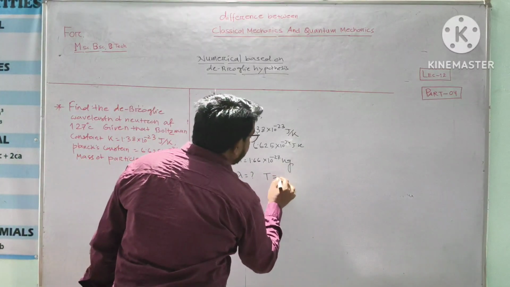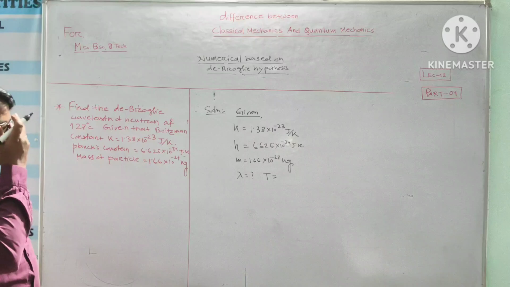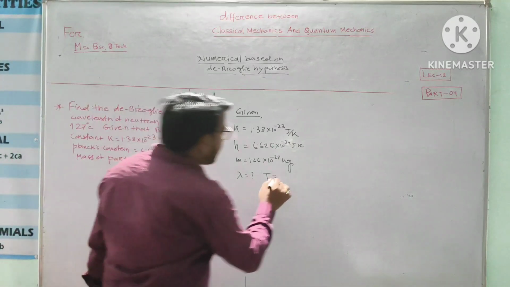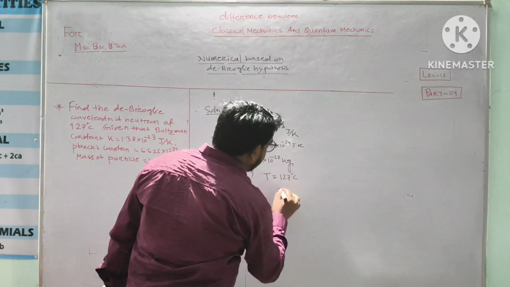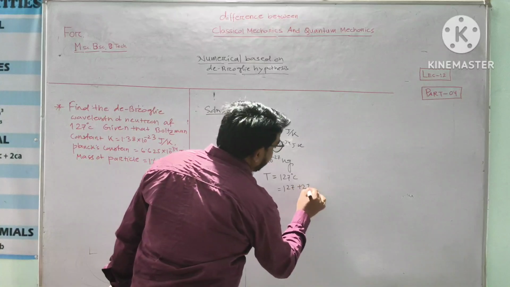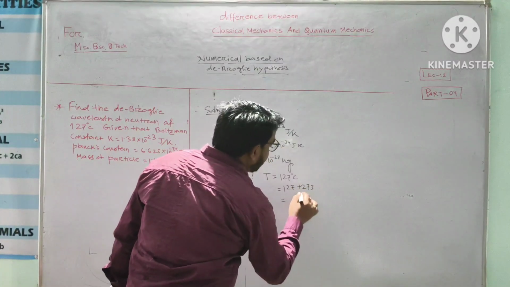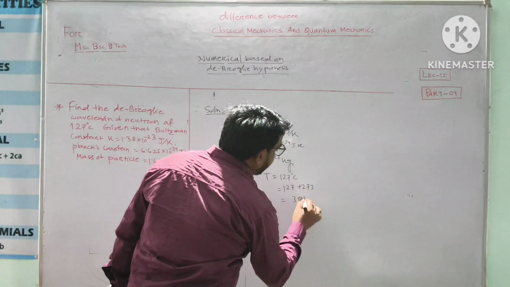We know that degree Celsius is not the SI unit of temperature, so it should be converted into the SI system. So we can write 127 degrees Celsius is 127 plus 273, and this is equal to 400 Kelvin.